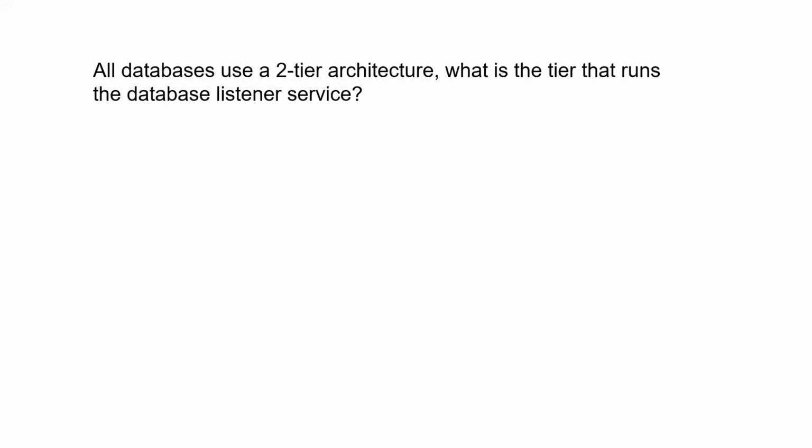All databases use a 2-tier architecture. What is the tier that runs the database listener service? Okay, so there's 2 tiers. There's the client, and then there's the other one. The client is what runs the application. The other one is what runs the database, and it's where the listener lives, and it's called the server.